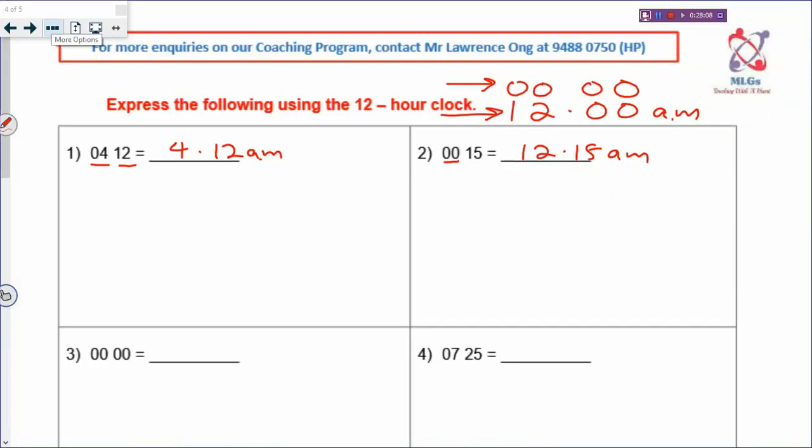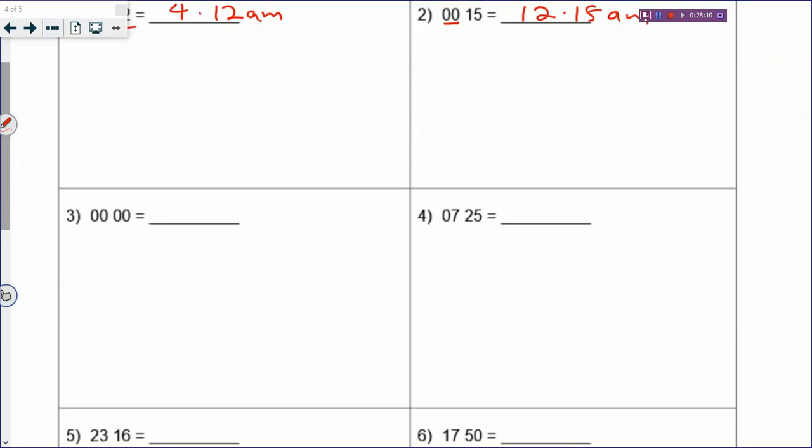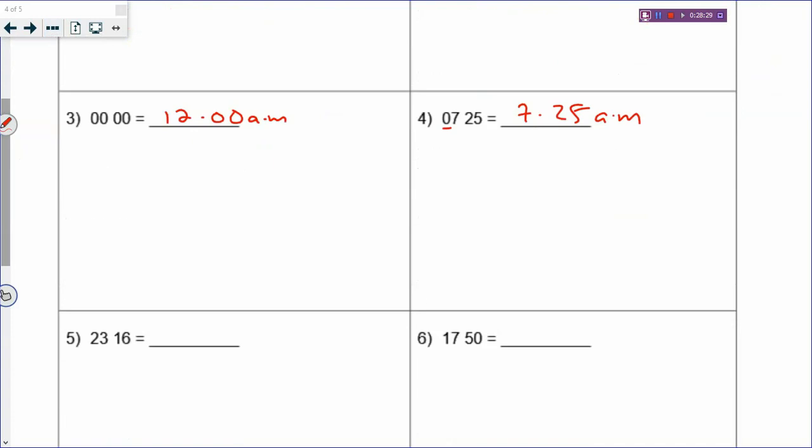Okay, let's go on some more. Now, how about 0000? That's the start of a new day, which is midnight. So that'll be 12 a.m., right? It's midnight, start of a new day. All right, now there's a 0 in front, so that's morning. So that should be 7:25 a.m., right? a.m. is morning. So if you see a 0 in front, then that's morning.